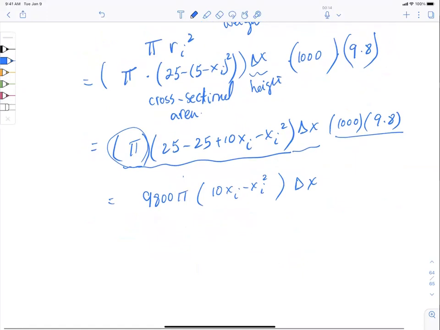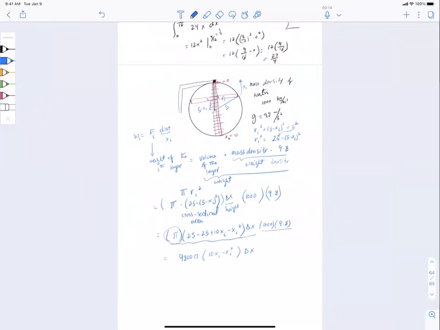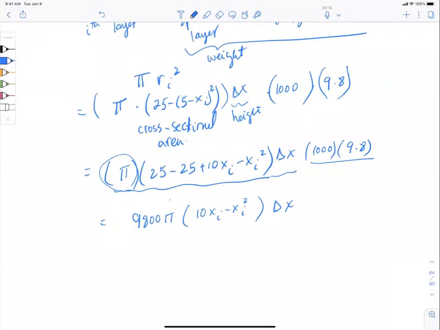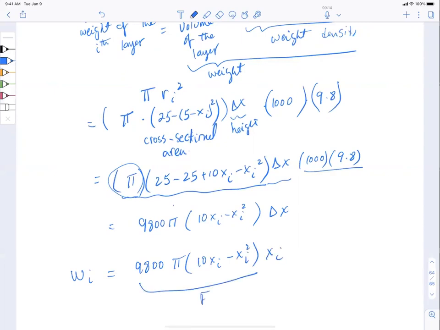So that is the work required for just one layer of water to be moved. Just one layer of water to be moved, this layer, the work done is this. Now this is the force of it. Now multiply that by xi and that gives you the work. So wi is 9,800 pi (10xi minus xi squared) xi. So this is force along with delta x, and this is distance.